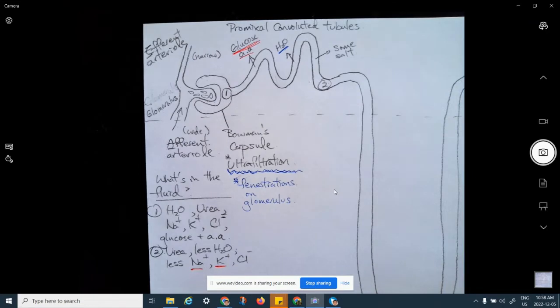So Bowman's capsule, proximal convoluted tubules. Okay. Put up your hand if you're done. It looks like a lot of you are just looking at me. Okay, so maybe 15 seconds more for those of you who need it.